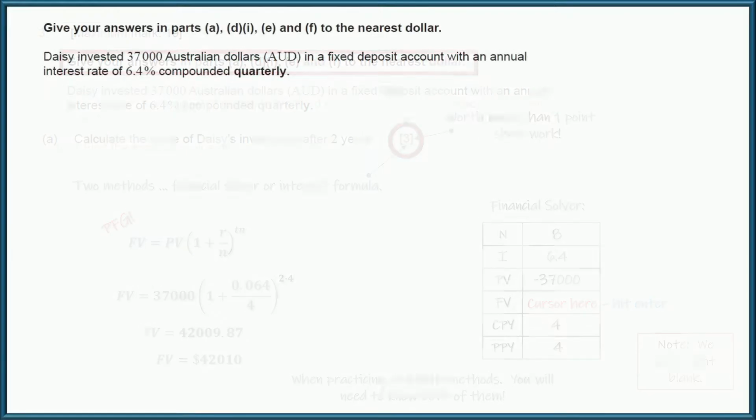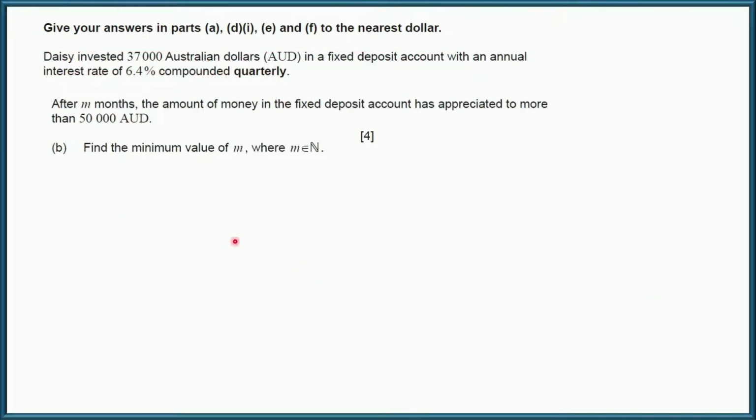Okay? All right, part B. Let's see here. It says, after M months, the amount of money in the fixed deposit account has appreciated to more than 50,000 Australian dollars. So, find the minimum value of M, where M is a natural number. All right. And now this one's worth a lot. 4 points. Wow, that's a lot of points. So you better show some work.